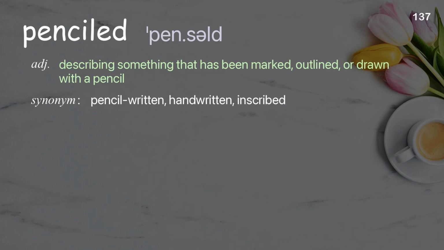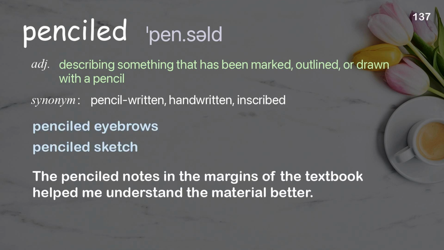Penciled. Describing something that has been marked, outlined, or drawn with a pencil. Examples: Penciled eyebrows. Penciled sketch. The penciled notes in the margins of the textbook helped me understand the material better.